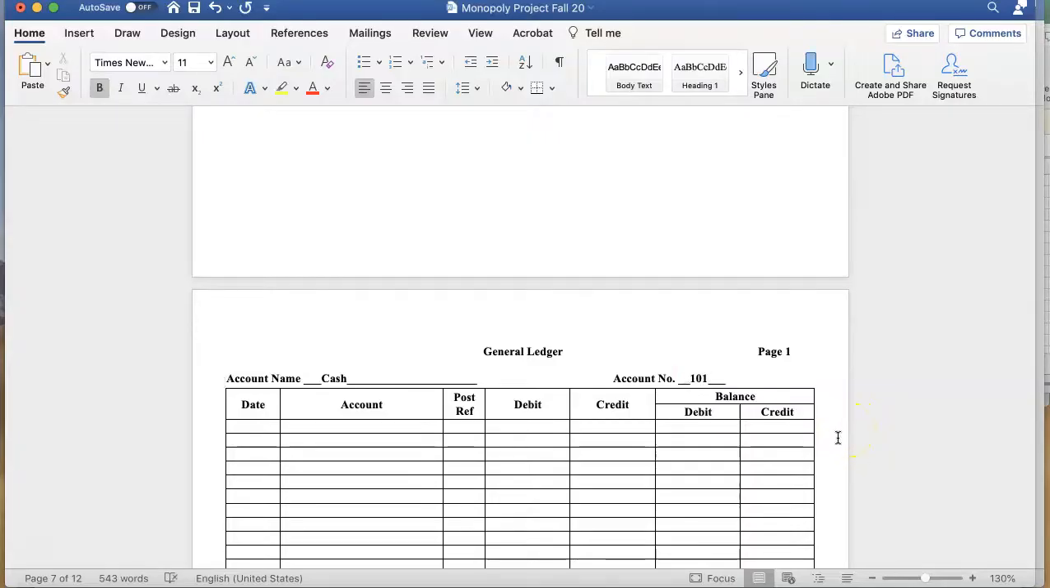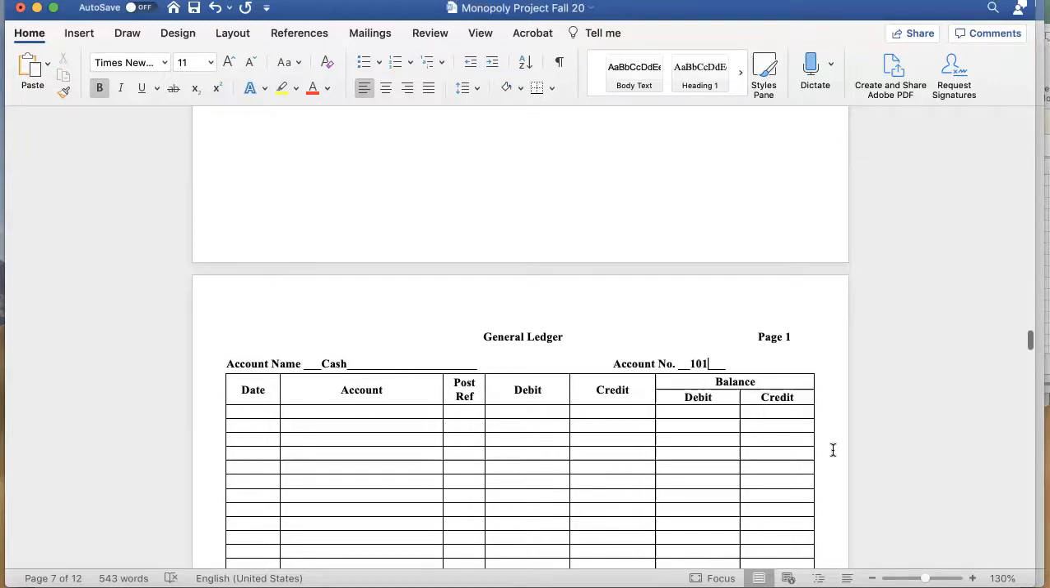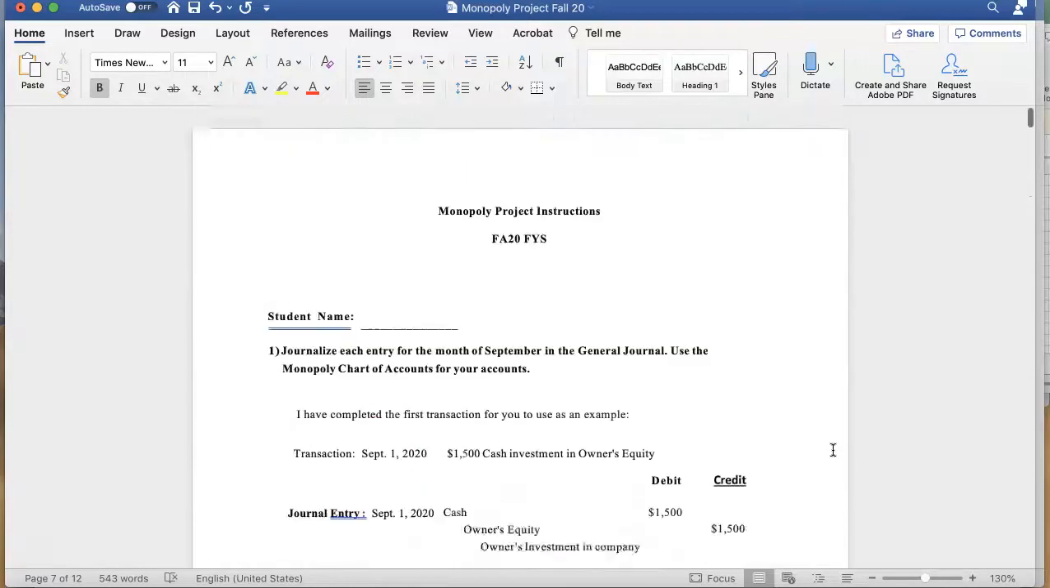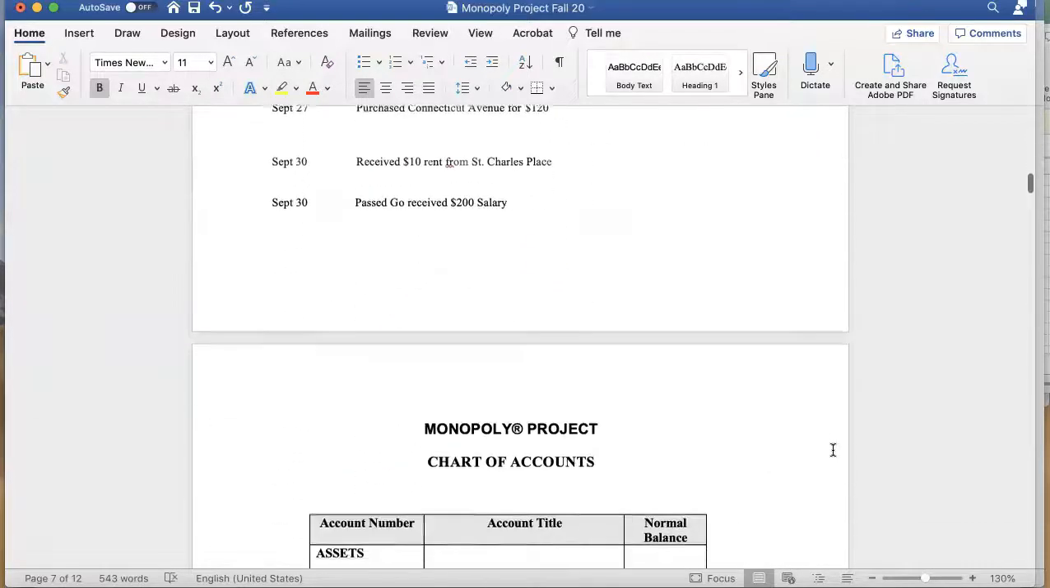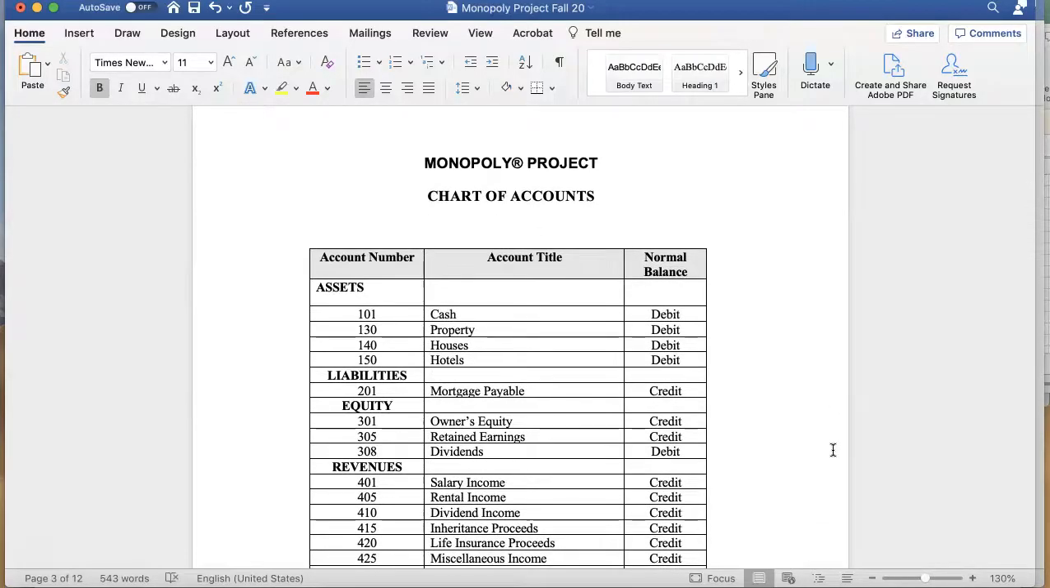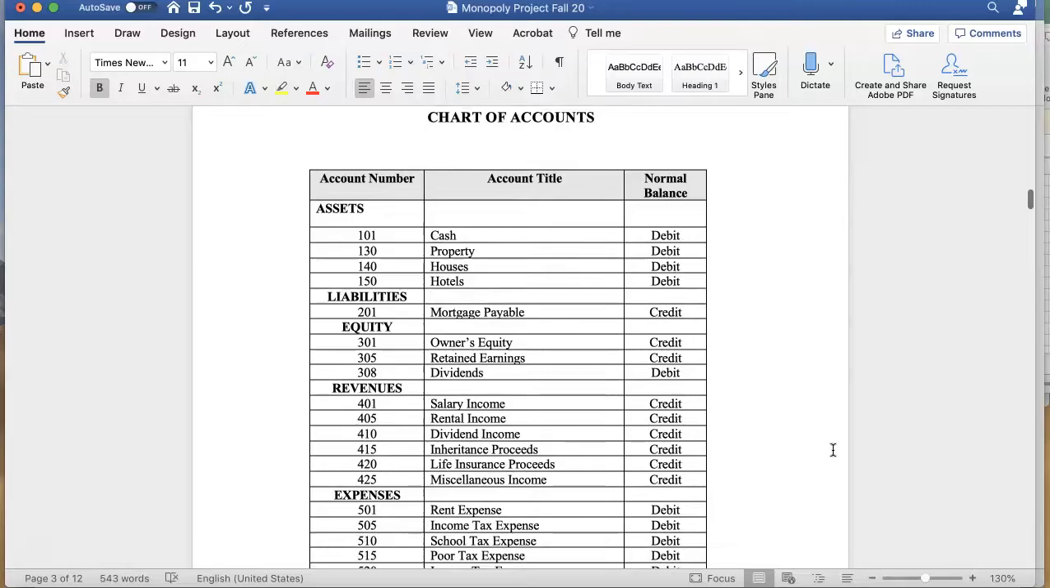Now I can start recording my first entry, but let me go ahead and set you up with all the accounts you're going to need in the general ledger, and we'll come back and post. So I know we're going to have cash, so I'm going to look at the chart of accounts and go through those accounts I know we're using. We're also going to have property. Property would be next, and that's account number 130.